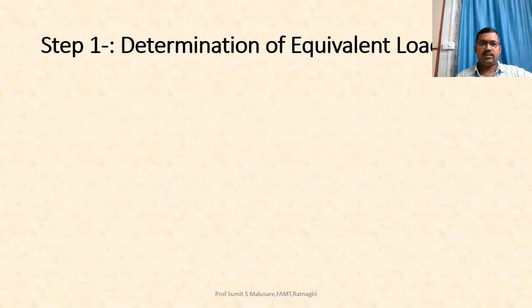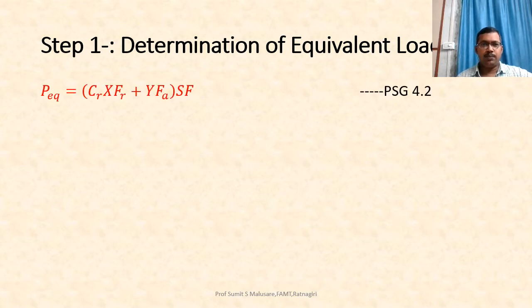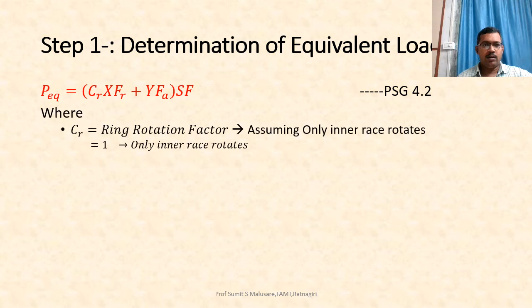Now, the first step is determination of equivalent load, before which we can't start. P equivalent is equal to CR into X into FR plus Y into FA, and the whole multiplied by the service factor. This is the standard formula given on PHG 4.2. Where CR is the ring rotation factor. In our case, whether the outer race or the inner race rotates is not given, so we assume that only the inner race rotates. So the value of CR is equal to 1 in our case.